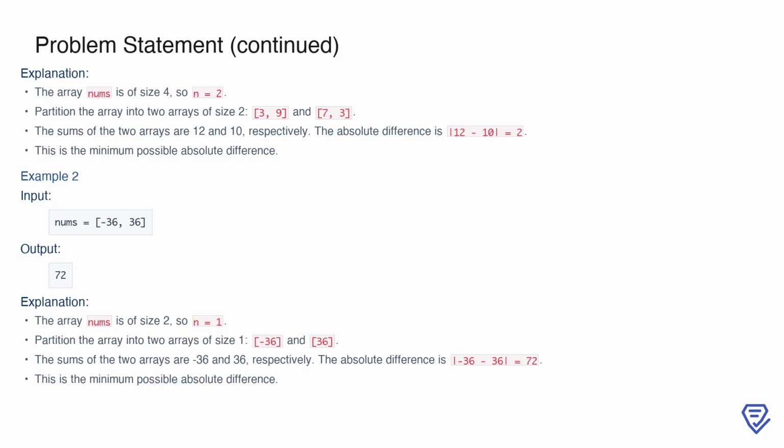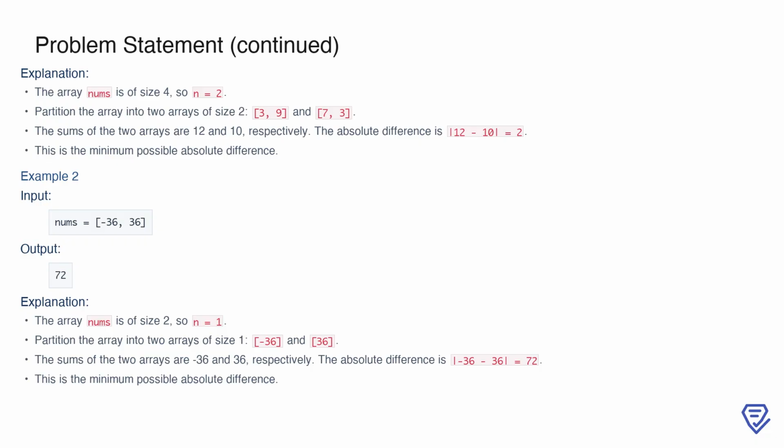Consider the array nums equals [3, 9, 7, 3]. Here, the size of the array is 4, so n equals 2. One way to partition the array is into [3, 9] and [7, 3]. The sum of the first array is 12, and the sum of the second is 10. The absolute difference between these sums is |12 - 10| = 2, which is the smallest possible difference for this input.